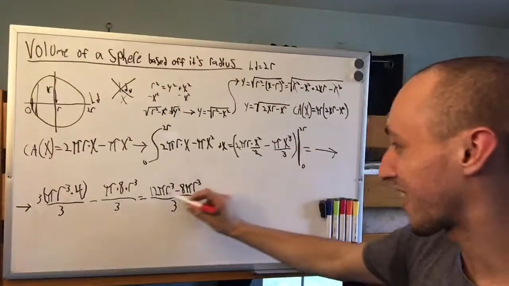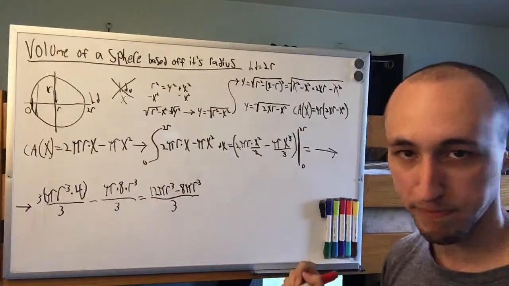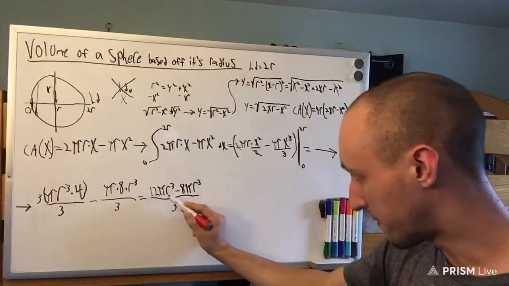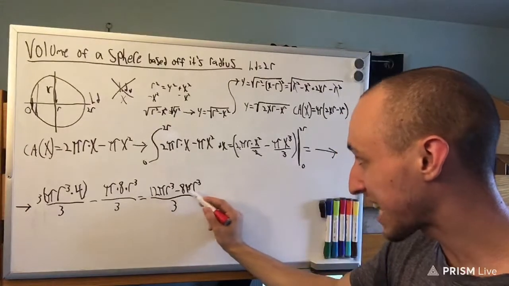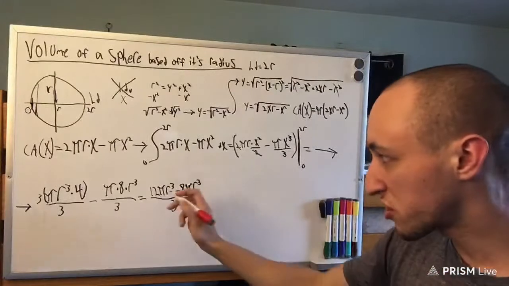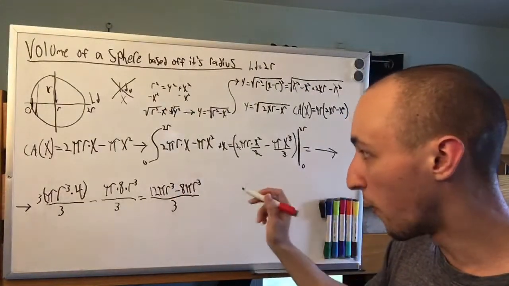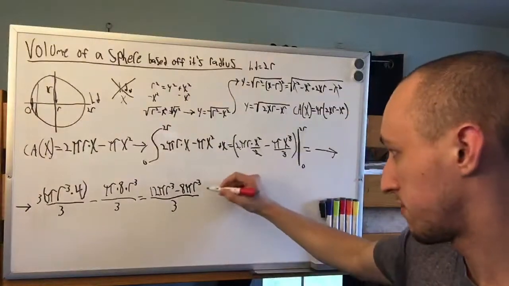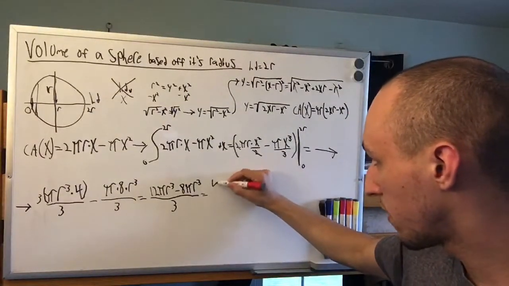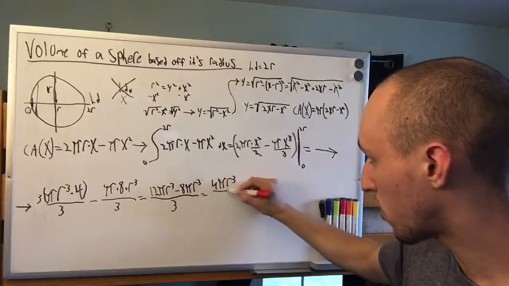Okay, 12 minus, we notice all these things are the same. It's 12 of something minus 8 of the same something. In the end, 12 minus 8 is going to be 4 of that something, right? So that equals 4 pi r cubed all over 3.